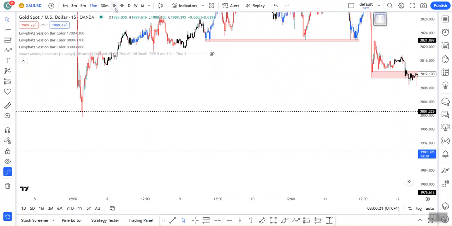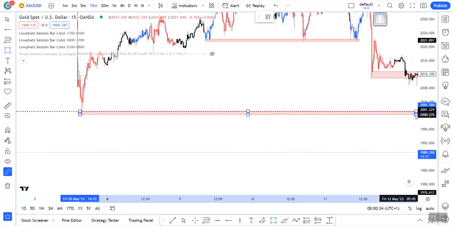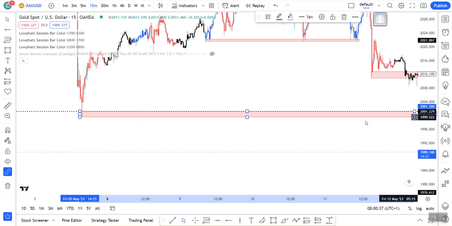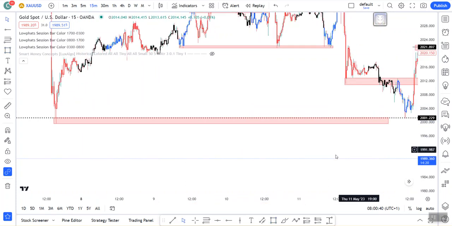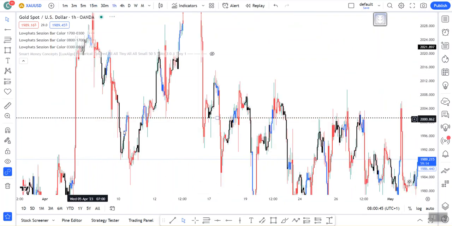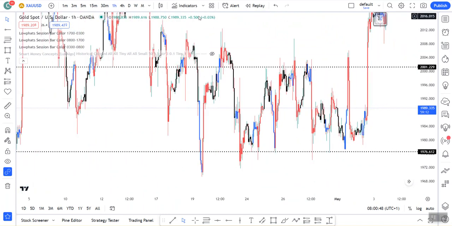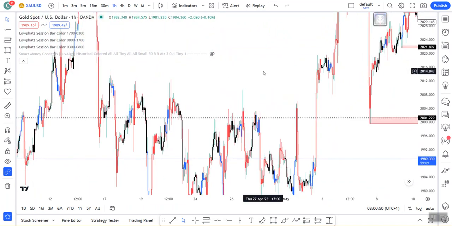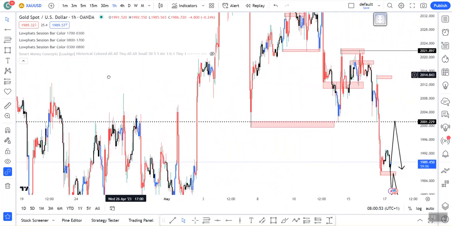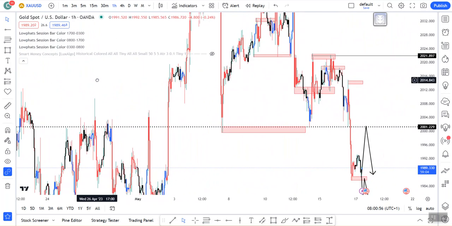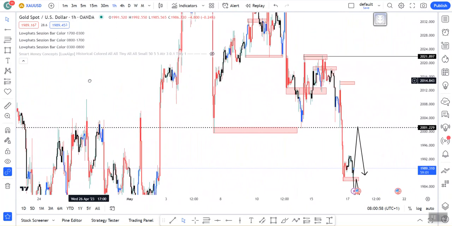Okay, let me take it to a higher time frame. We have this zone here. So I will just take this zone and then draw the line because that was the place. If I go to the 1 hour time frame, that was the closest the US traded at that zone, the closest from where we are now.